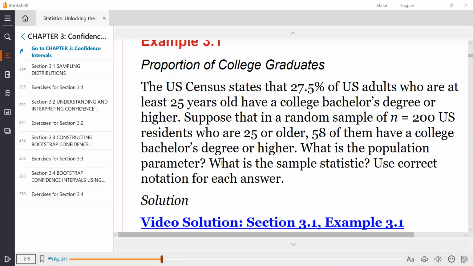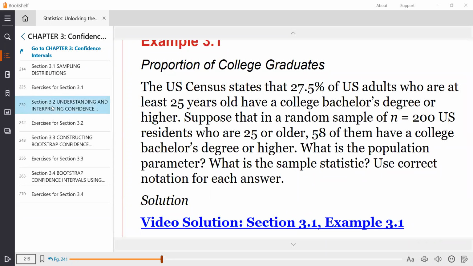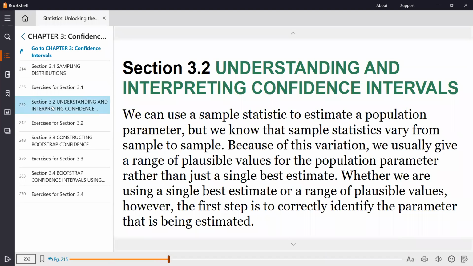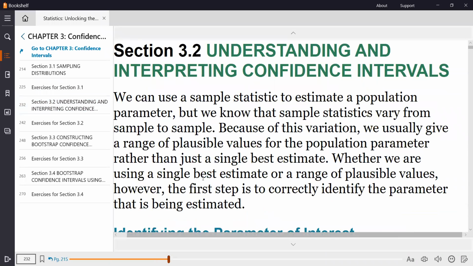Now, let's go back to that book. All right. And let's go into the section called Understanding and Interpreting Confidence Intervals in this book here. Let's read what it says here. We can use a sample statistic to estimate a population parameter, but we know that sample statistics vary from sample to sample. That's the sampling variability I was talking about. Because of this variation, we usually give a range of plausible values, that's what I showed you with the calculator, for the population parameter rather than a single best estimate.